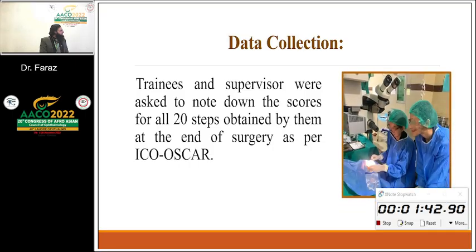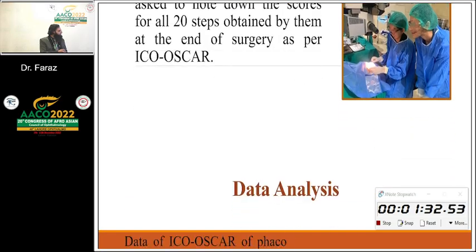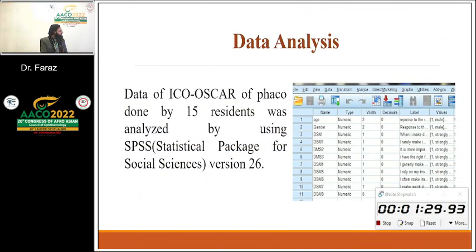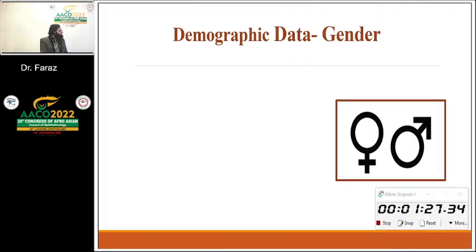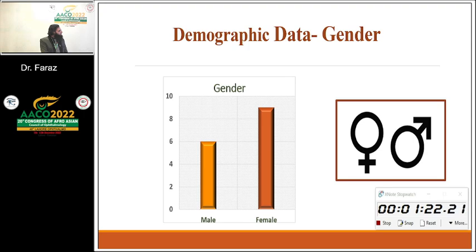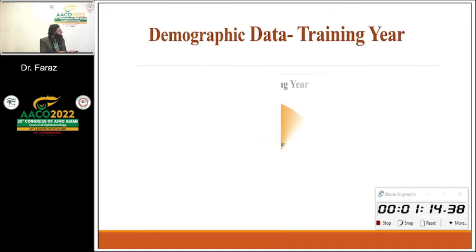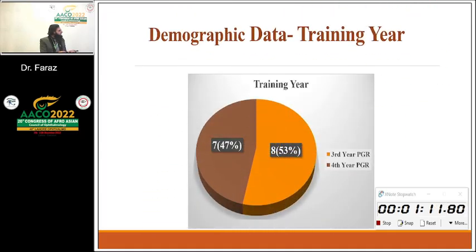Data was collected like this: every trainee did his phaco surgery, and after surgery he went to his supervisor, who noted down his steps and graded the steps. Data analysis was done by SPSS 26. Now we will discuss the results. Among the trainees, 7 were male and 9 were female. 47% were fourth year residents and 53% were third year residents.